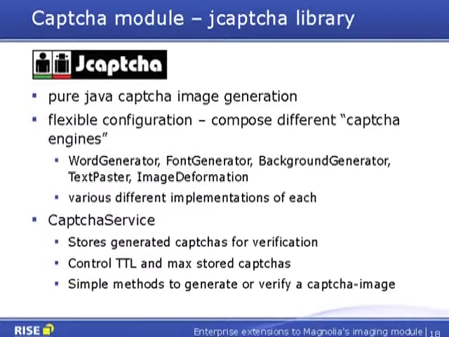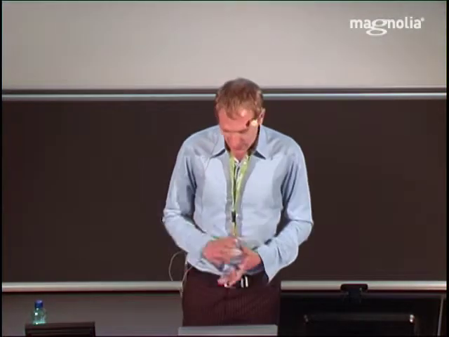It's very, very flexibly configurable. It's crazy what you can do. There are word generators, font generators, and image deformations, and you can compose all those things to configure very different captcha engines to produce captchas that are very complicated or have certain looks and feels based on the colors and the fonts that are used. And it provides a very simple API called a captcha service, which basically encapsulates all this.